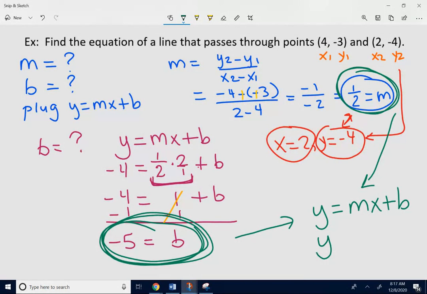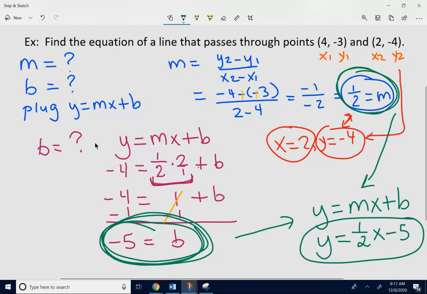We're going to keep the y. We're going to replace m with 1/2. We're going to keep the x. We're going to replace b with negative 5. So my equation is y equals 1/2 x plus negative 5, or y equals 1/2 x minus 5.